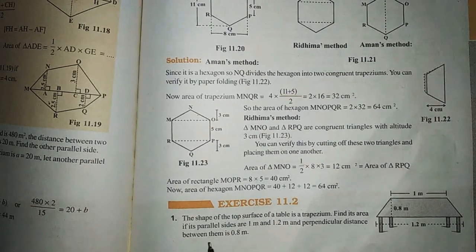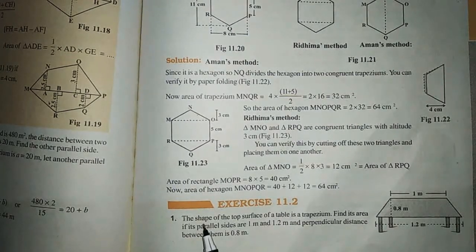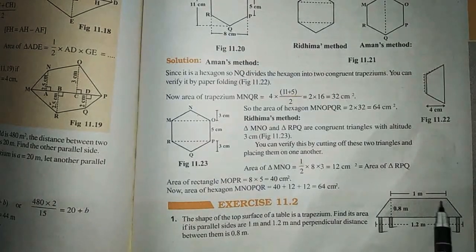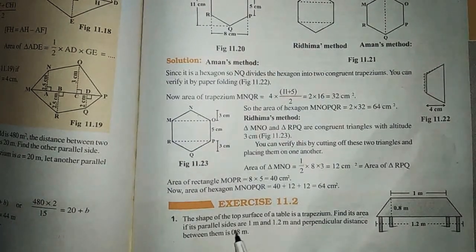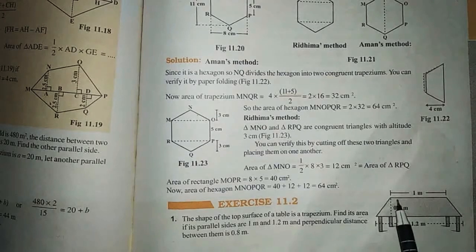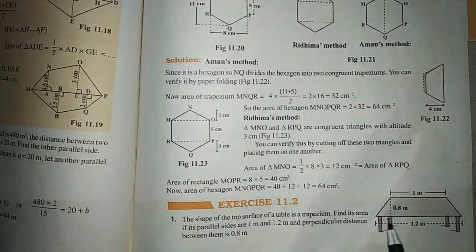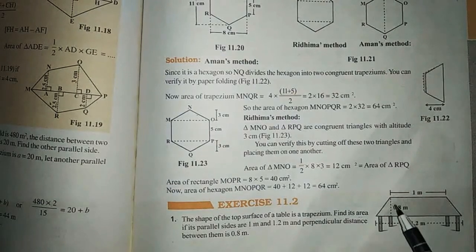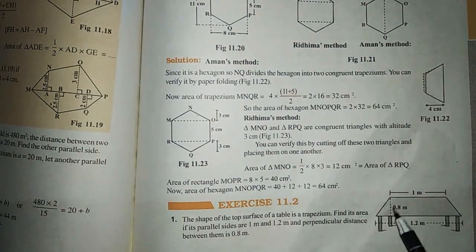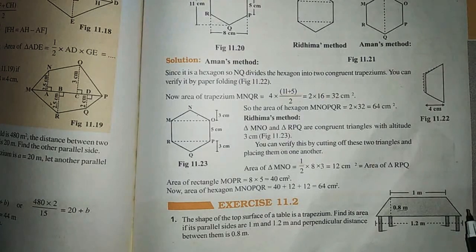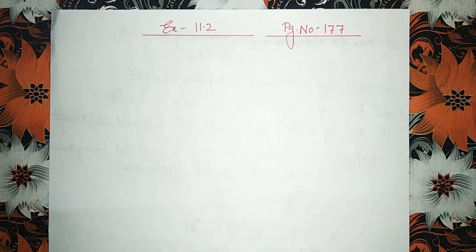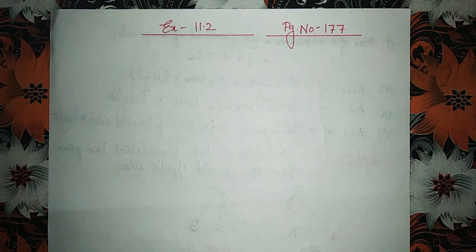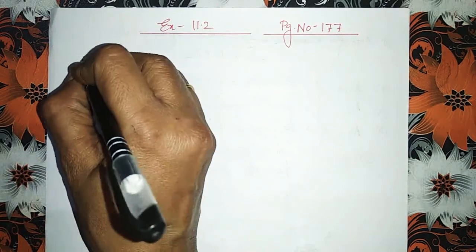See the question number 1 of exercise 11.2. The shape of the top surface of a table is a trapezium. Find its area if its parallel sides are 1 meter and 1.2 meter and perpendicular distance between them is 0.8 meter. Okay, let's solve this question. Students, as the shape of the top surface of a table is a trapezium, so for this table we will write this formula.